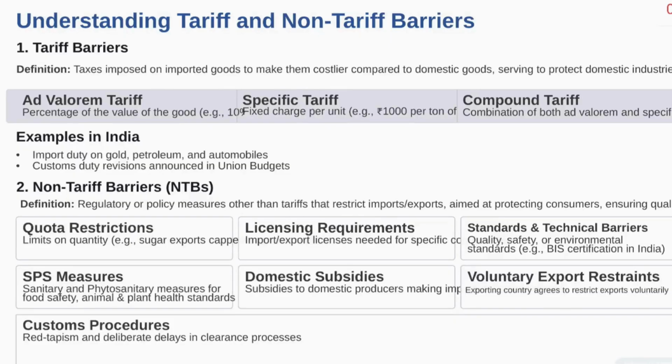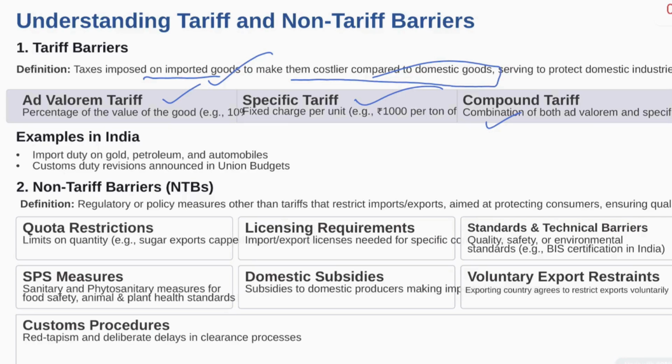Understanding tariff and non-tariff barriers. Tariffs are imposed on imported goods to make them costlier compared to domestic goods, serving to protect domestic industries. Examples are ad valorem tariff, specific tariff, compound tariff. Examples in India: import duty on gold, petroleum, and automobiles.